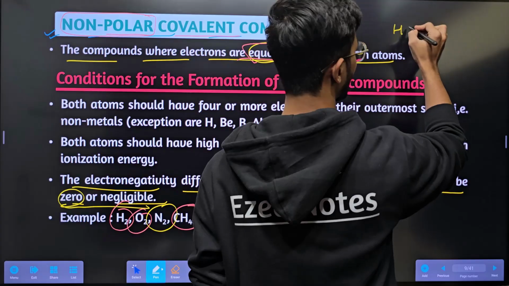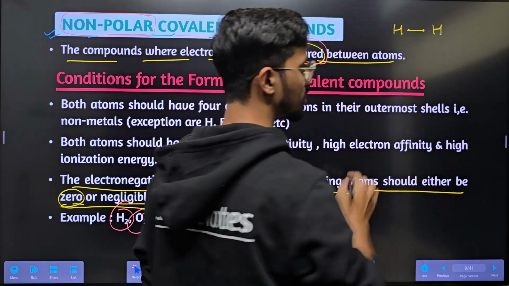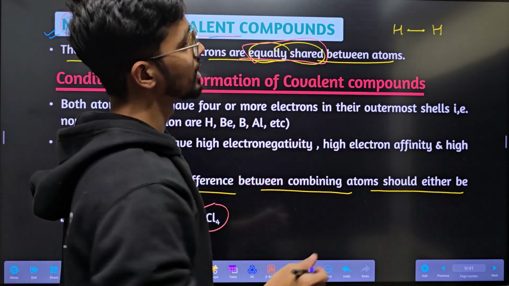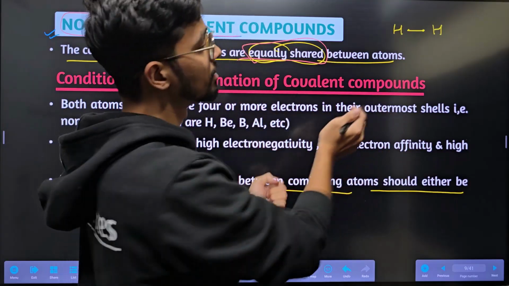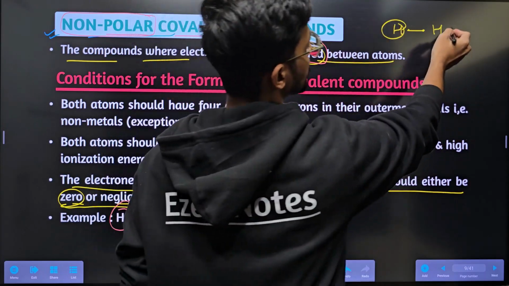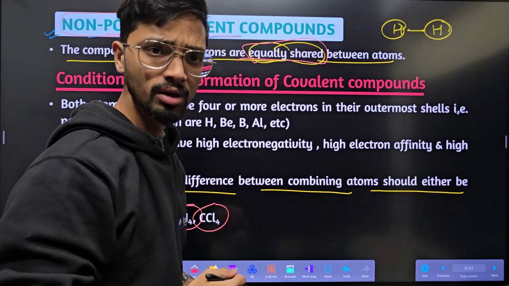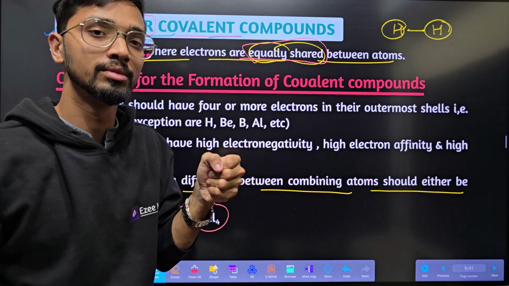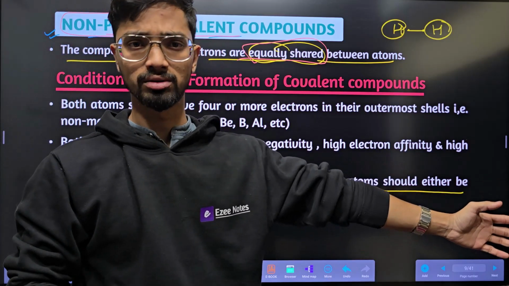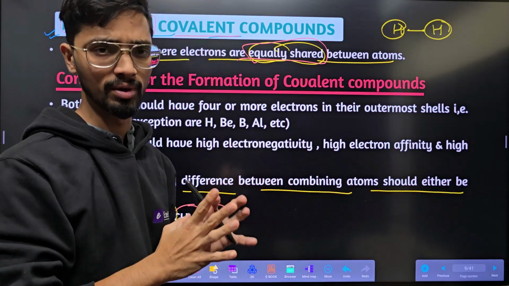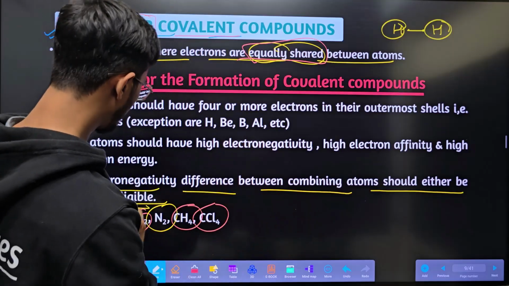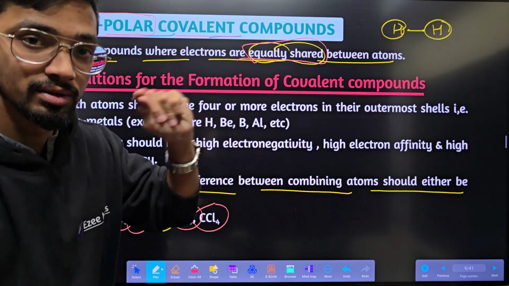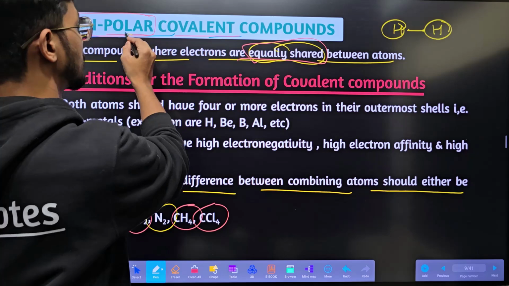H2, 1 and 2. They'll form a bond. It won't be that more pulling will come from this hydrogen or more pulling will come from that hydrogen. No one will pull the electron more strongly. They'll equally share the electrons. In a simple way, more electronegativity difference comes in polar compounds, and this is non-polar, right?